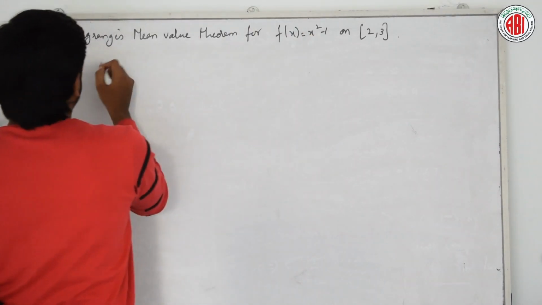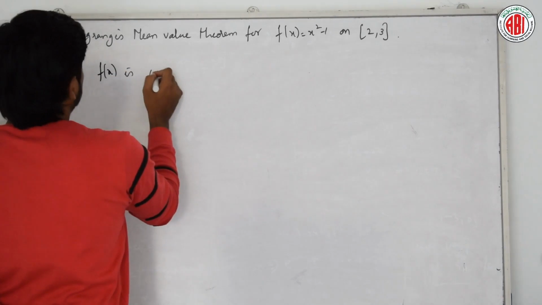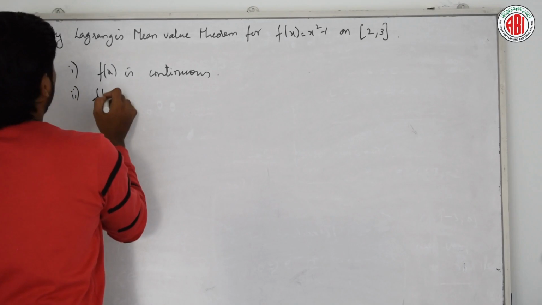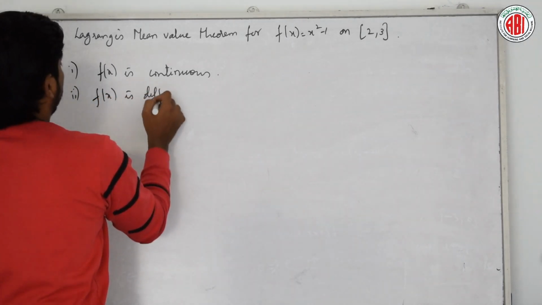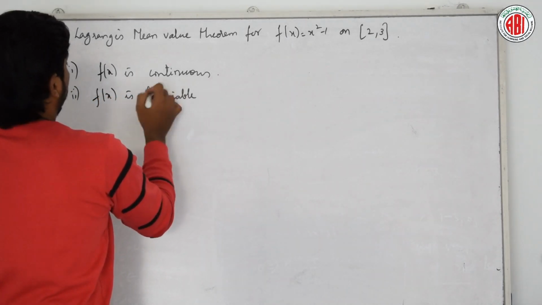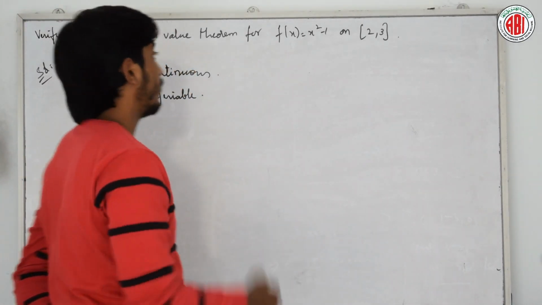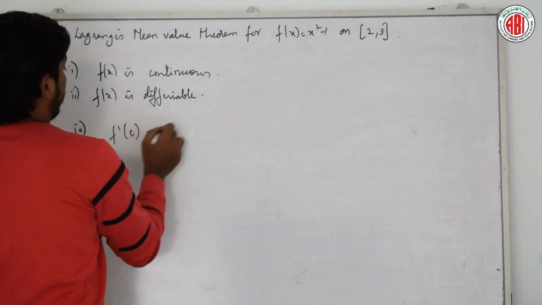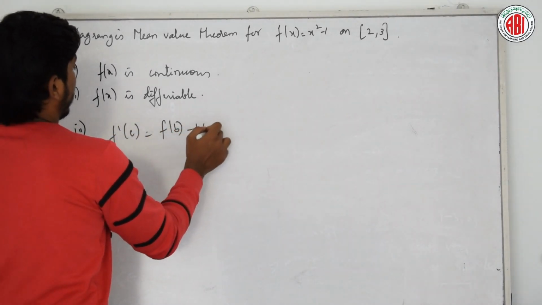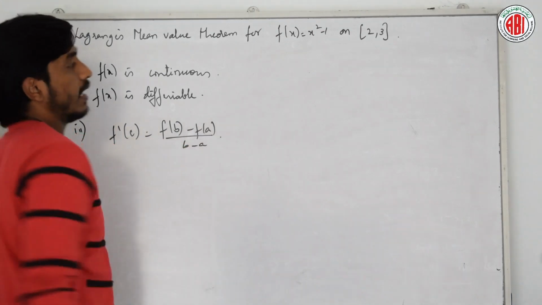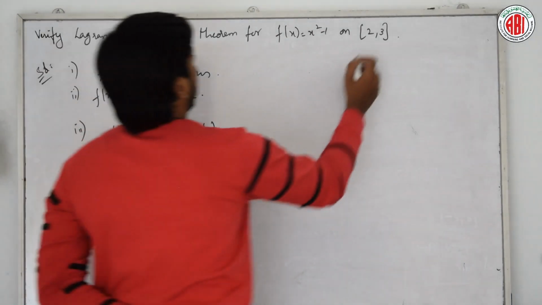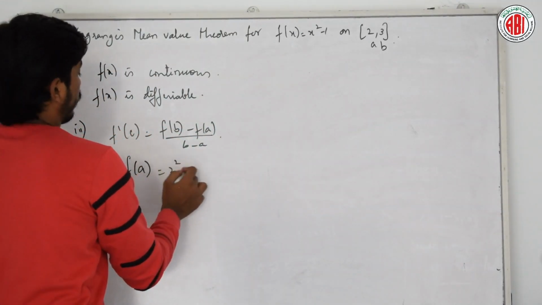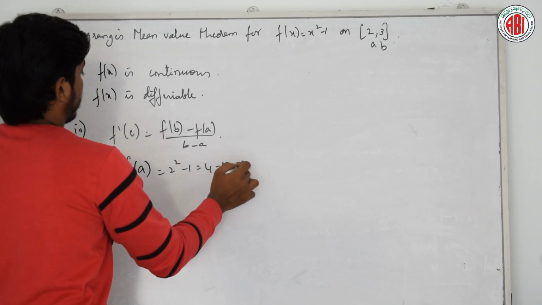It is obviously continuous. F of x is continuous. Second, f of x is differentiable. Clear? So, we have to check the range for the third thing. F dash of c is equal to f of b minus f of a by b minus a. Okay, if these are a, b, what is f of a? F of a is 2 square minus 1, that is 4 minus 1, that is 3.